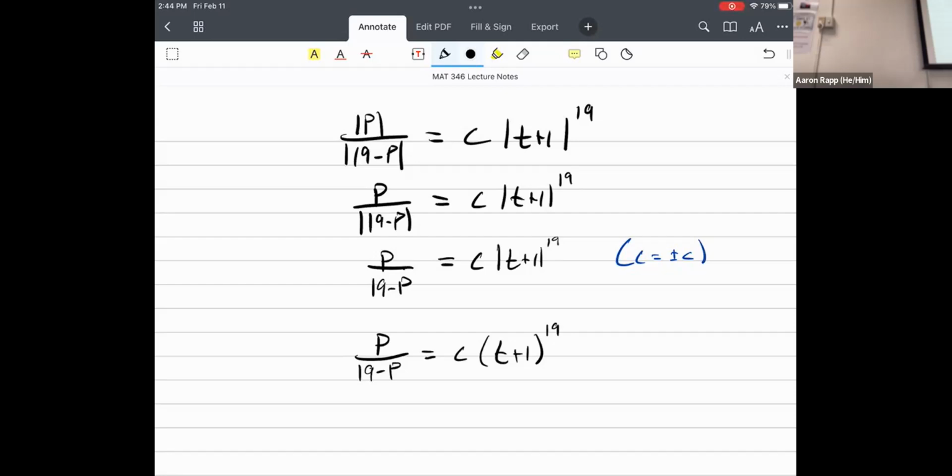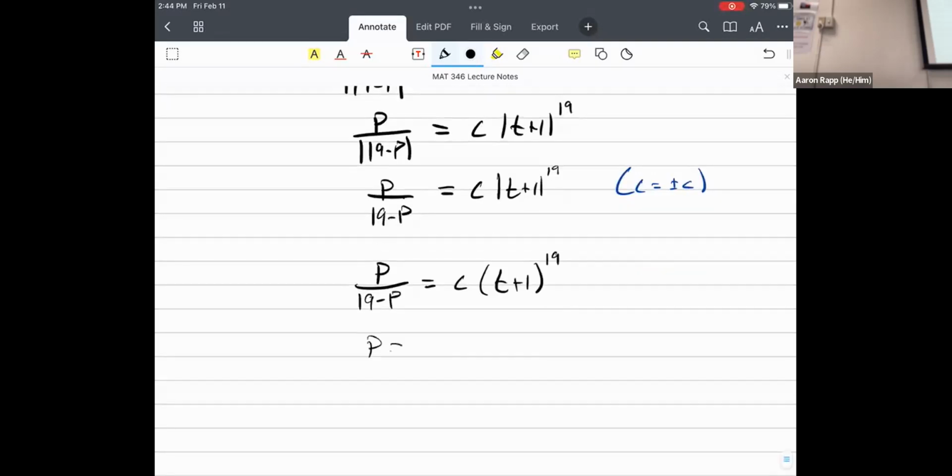Yeah, multiply both sides by the 19 minus p. Let's get everything on the same level, right? Get things out of fractions. So then I get p is equal to 19 minus p times a constant times t plus 1 to the 19th power. And then, hey, if I distribute this c times t plus 1 to the 19th power through, I get a 19 times a constant, which is just going to become a what? Constant. Ooh.